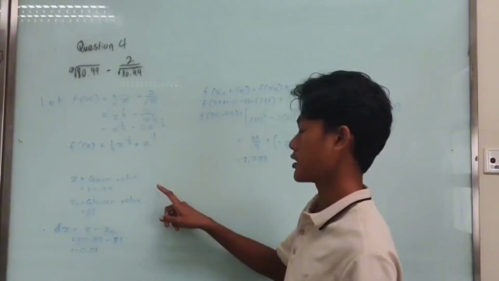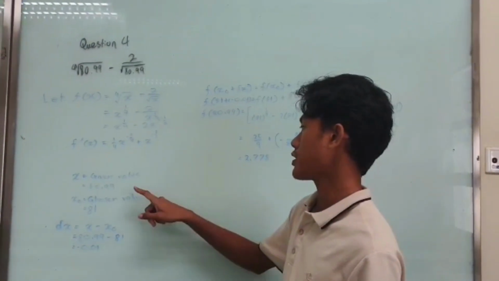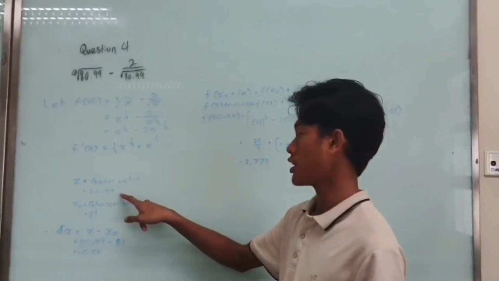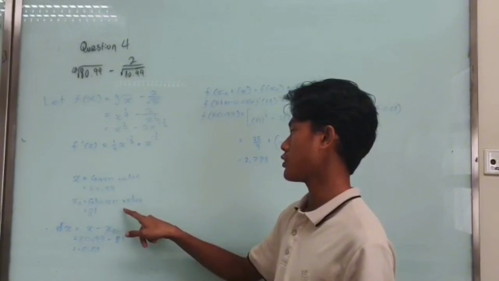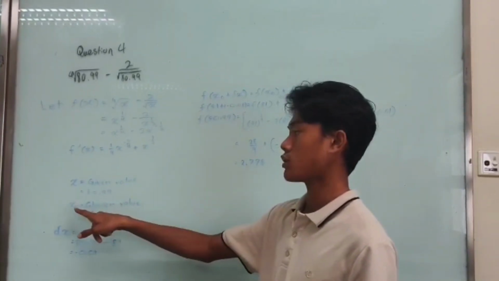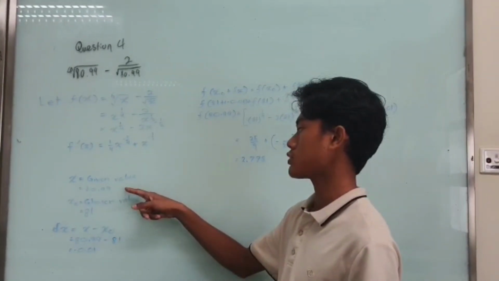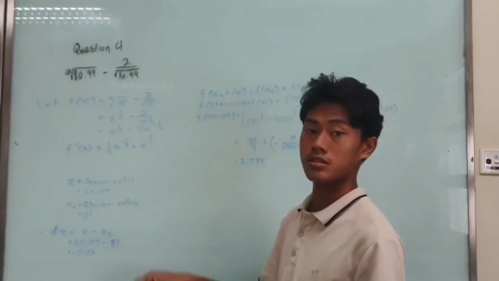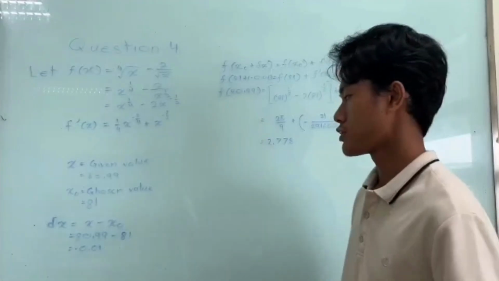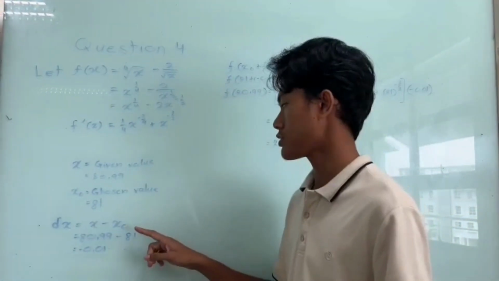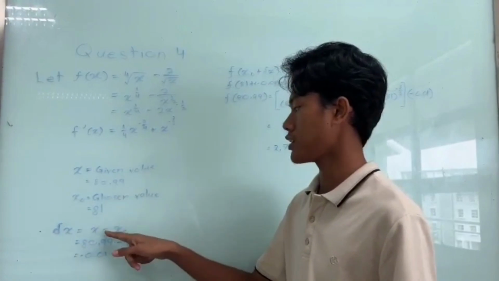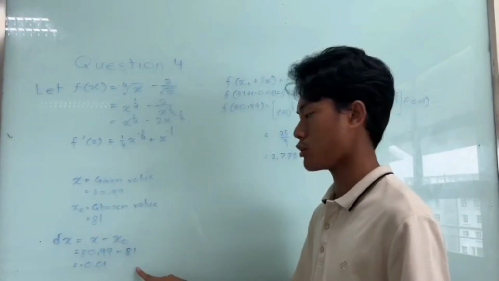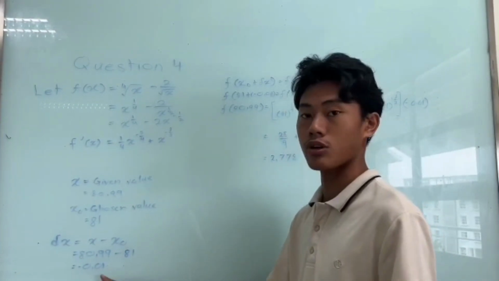So the next part was we must choose. The given value for x was 18.99 and the chosen value I choose was 81 for x naught, because it is closer to the given value and it was the same integer. So the formula for delta x was x, the given value, minus x naught, the chosen value. So 18.99 minus 81 and we will get negative 0.01.